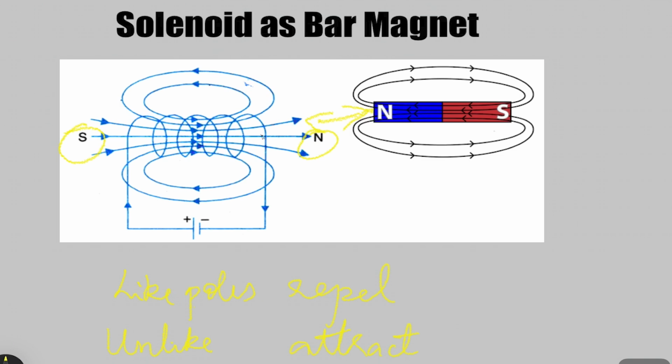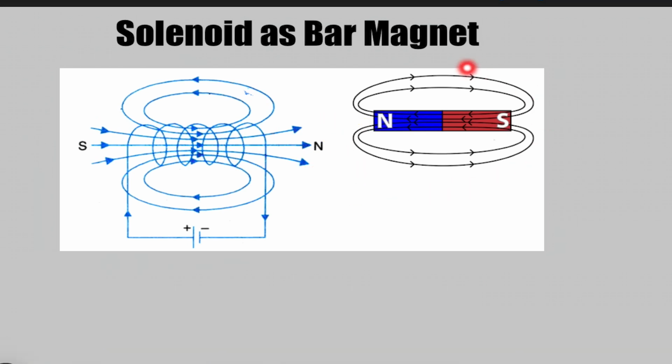Now let us see the differences between the solenoid and bar magnet. Even though we have a few similarities between a solenoid and a bar magnet, there are a few differences also among them. So let us discuss the differences between the solenoid and a bar magnet. So this video will be giving you the complete picture about how a solenoid behaves like a bar magnet, what are the similarities between these two, and what are the differences between these two.